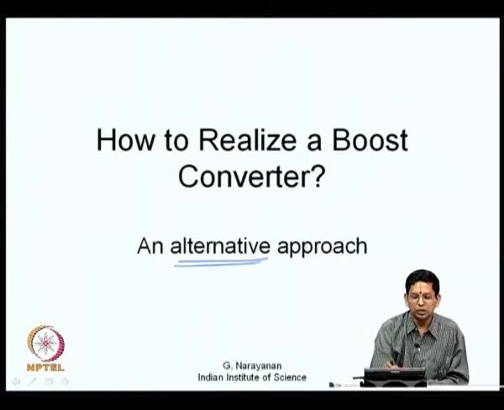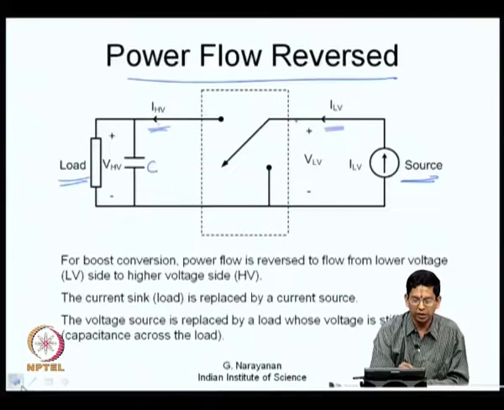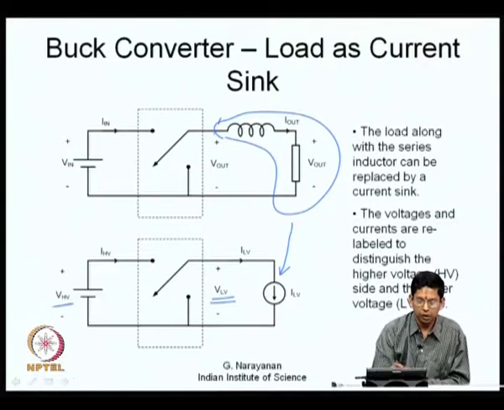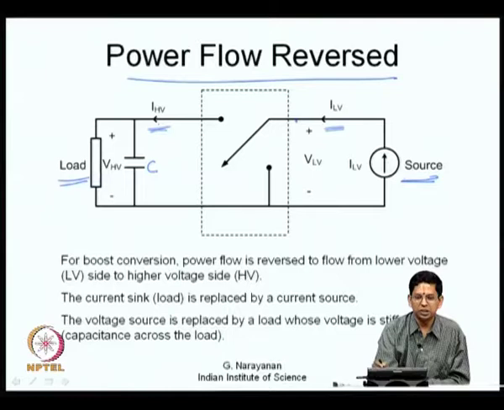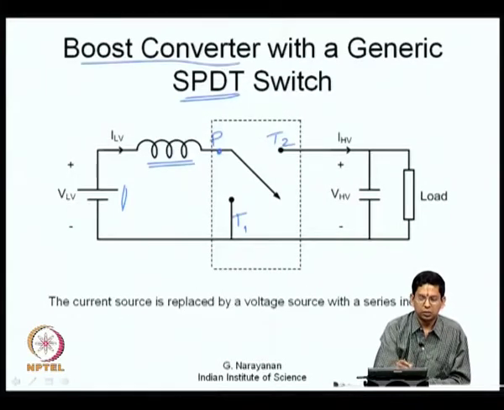Now, we will use an alternative approach. Here what we did earlier was certainly a valid approach. We basically had the load replaced by a current sink, then we reversed the direction of power flow. We reversed the direction of power flow by changing the current sink into a source and the source into a voltage stiff load. Then we simply redrew the circuit, changed it left to right, changed the orientation and the current source was replaced by a DC voltage source in series with an inductance now.